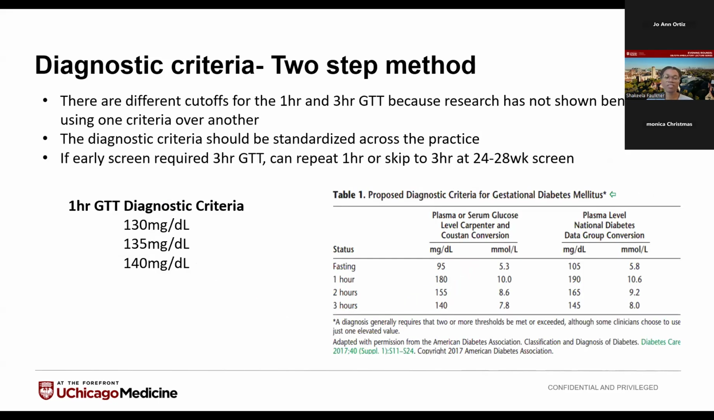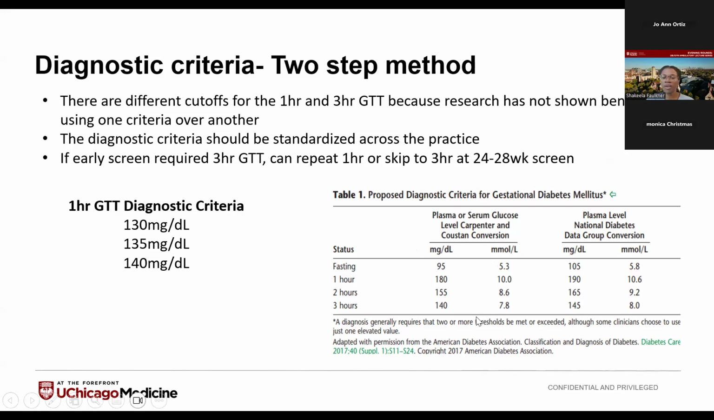This is getting back to what I said about why it's difficult to know how common gestational diabetes is: comparing different studies, there are definitely differences in the cutoffs that are used, which impacts who gets diagnosed, who gets treated, et cetera. So for the 1 hour, there's 130, 135, 140. We often will use 140, but it is not incorrect to use a different cutoff. Really, the goal is that it should just be standardized across the practice, to make sure they're being consistent.